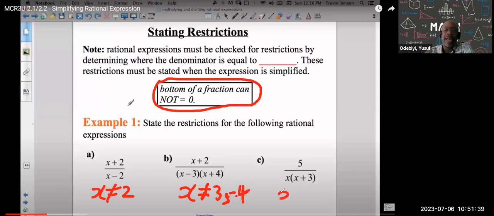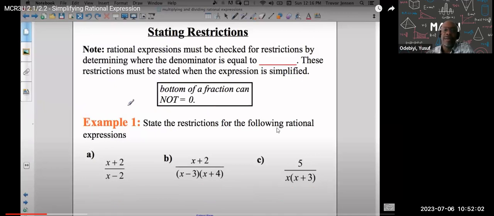And on this one here, x cannot equal to 0, because if x is 0, then 0 times anything is still 0. And then x cannot equal to -3. Okay? So we state the restrictions there. Simple as that. Let me clear that. So that is a rational expression. Let's fast forward a little bit.